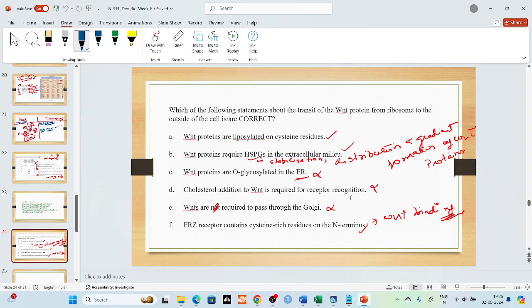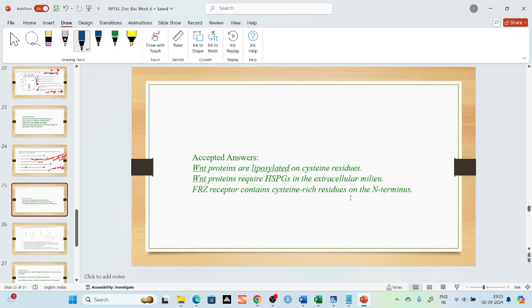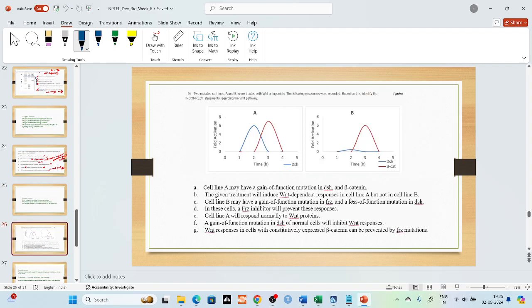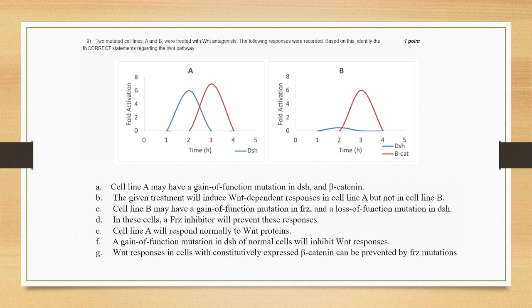This question we have already discussed. Now we come to another interesting question. It's a big question actually. This question says two mutated cell lines A and B, this is cell line A and this is cell line B, were treated with Wnt antagonist. The following responses were recorded. Based on this, identify the incorrect statements regarding the Wnt pathway.